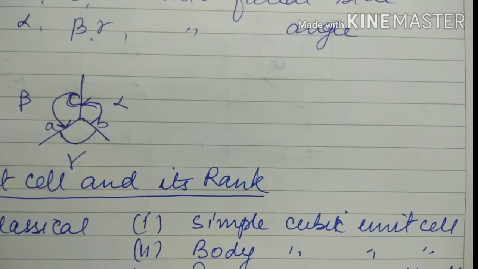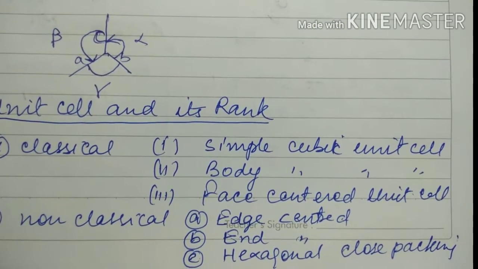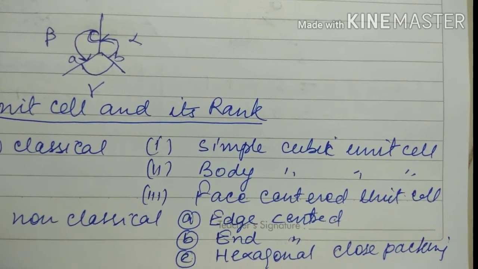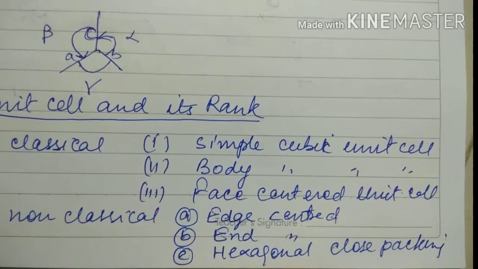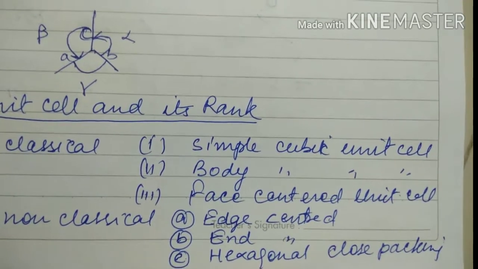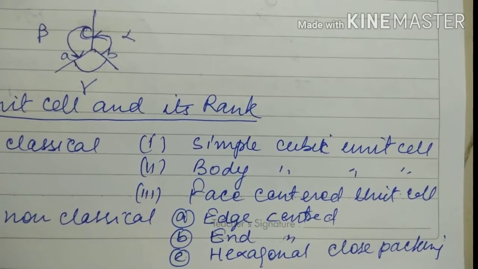Next point is the unit cell and its types. Now a point to remember: first of all, remember that there are two types of unit cell, classical and non-classical. Classical has 3 types. Simple cubic unit cell. This is the basic unit cell.